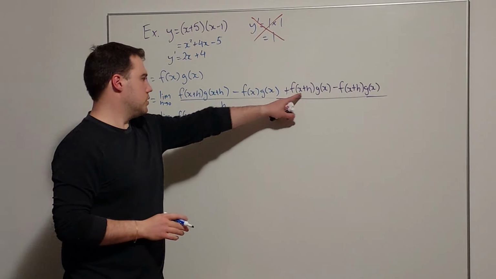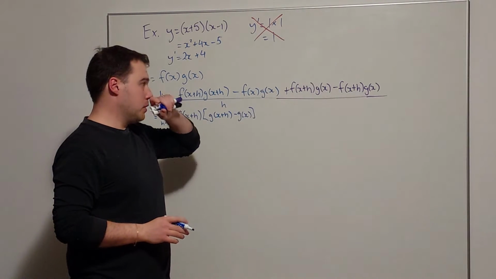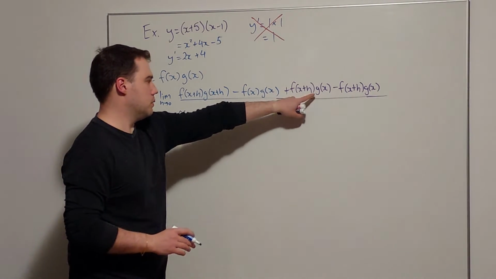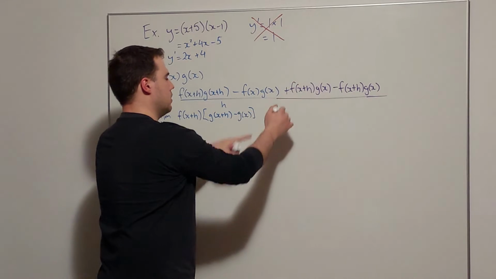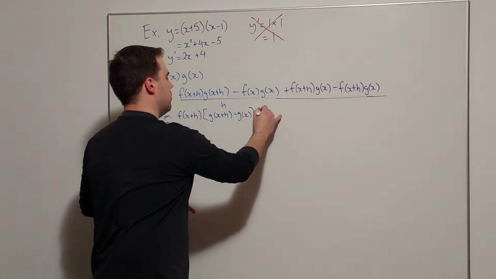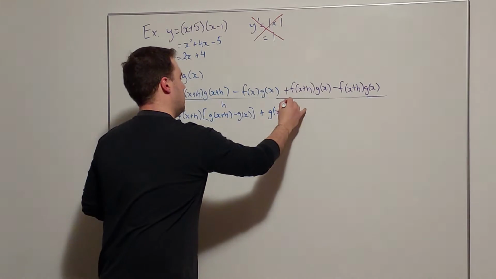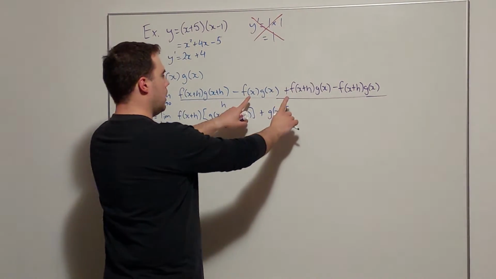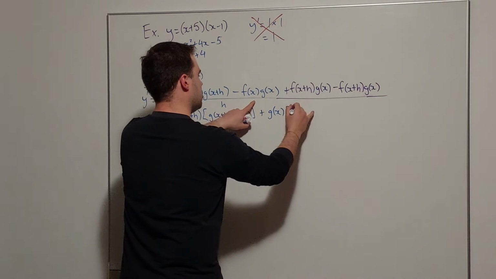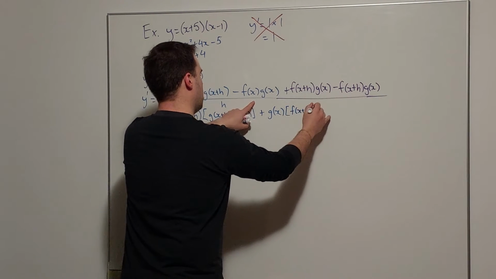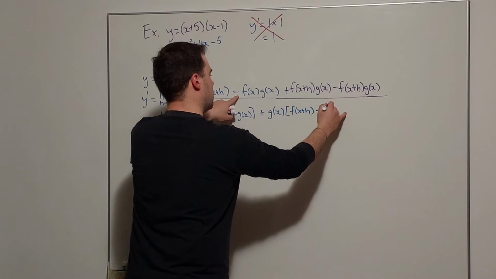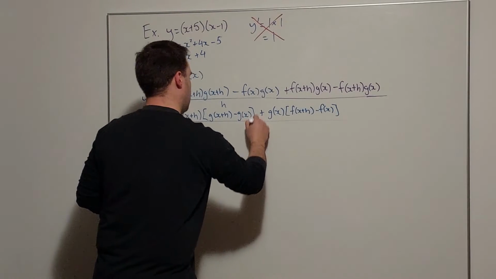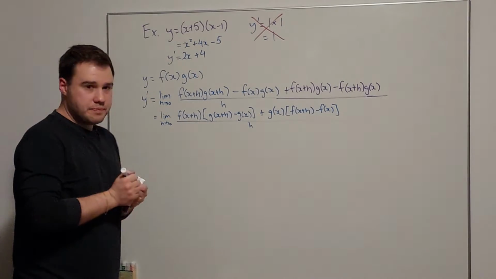Then with these 2 terms left over, what have they got in common? They've got a common factor of g of x. I'm going to put the right hand term out of these 2 first, so plus g of x outside of f of x plus h minus f of x, and that's all over h.